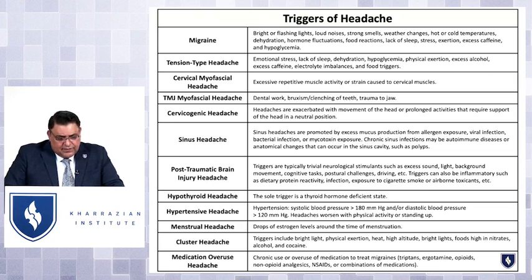And then triggers for hypertensive headache is anything that raises their blood pressure. It could be physical activity, it could be stress, it could be some kind of stimulant they take, whatever it may be. And then triggers for menstrual headaches are just going to be that drop of estrogen levels.